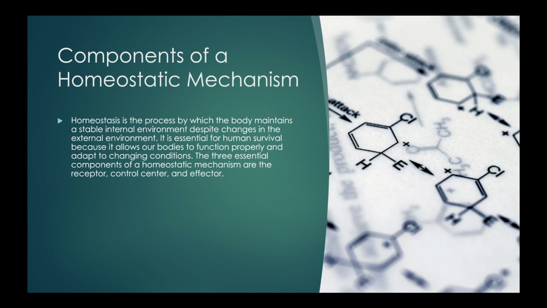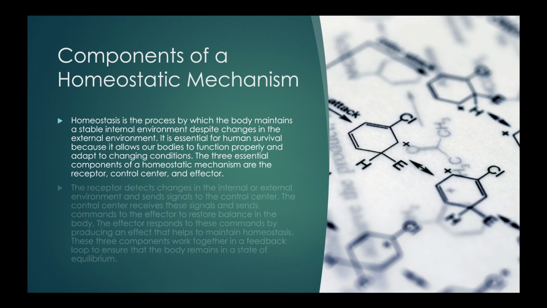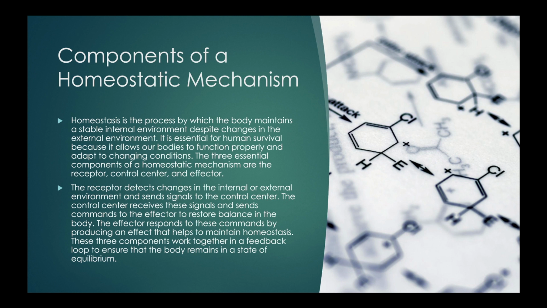Components of homeostatic mechanisms. Homeostasis is the process by which the body maintains a stable internal environment despite changes in the external environment. It is essential for human survival because it allows bodies to function properly and adapt to changing conditions. The three essential components of homeostatic mechanisms are receptors, control center, and effectors. The receptor detects changes in the internal or external environment and sends signals to the control center. The control center receives the signals and sends commands to the effectors to restore balance in the body. The effector responds to these commands by producing an effect that helps maintain homeostasis. These three components work together in a feedback loop to ensure that the body maintains a stable state of equilibrium.